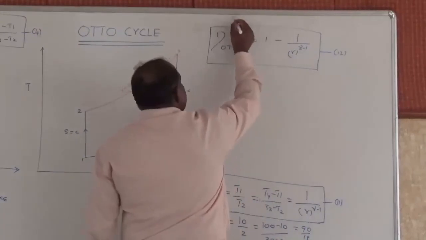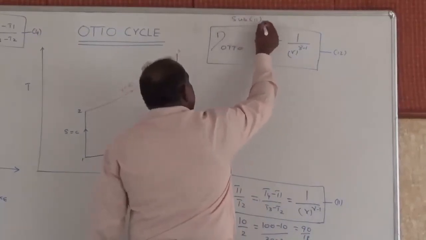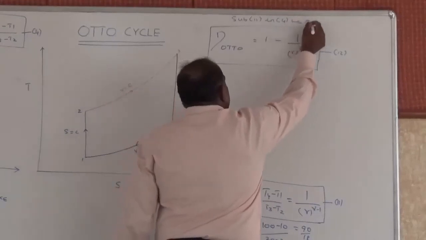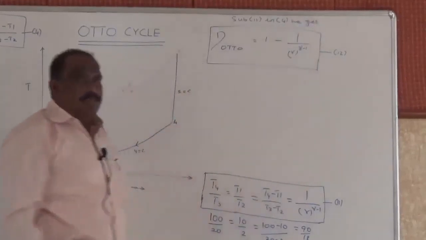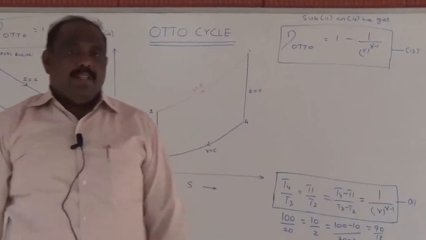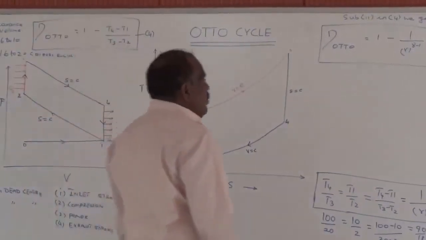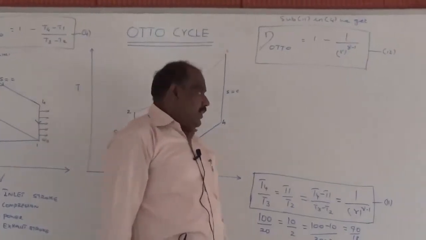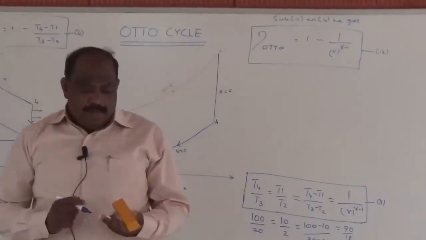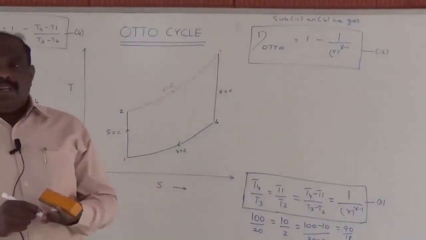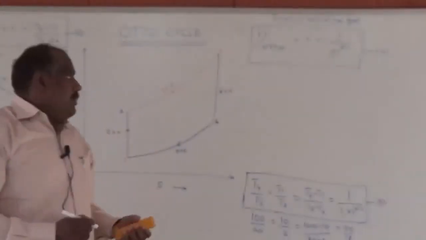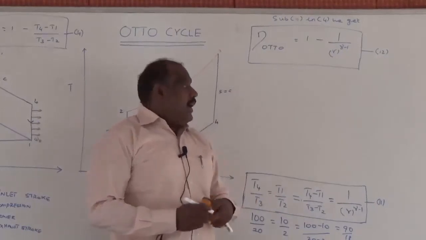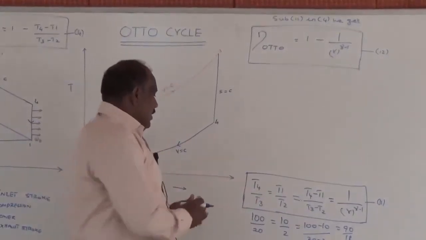So I got this one by substituting 11 in 4. The efficiency of Otto cycle is nothing but 1 minus 1 by r power gamma minus 1, where r is nothing but V1 by V2 and gamma equal to Cp by Cv. So we found it is independent of your temperatures T1, T2, T3 and T4, and it depends mainly on two parameters, namely the compression ratio and the ratio of the specific heat capacity.